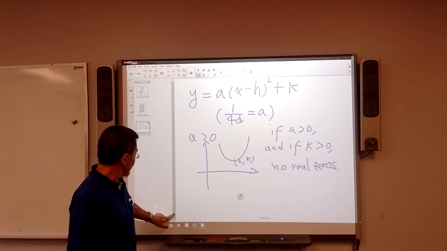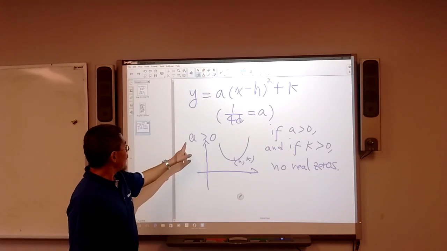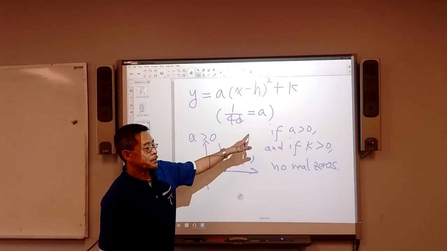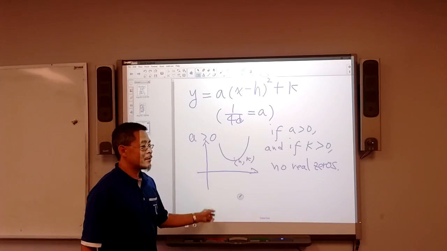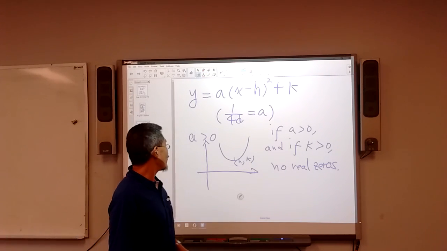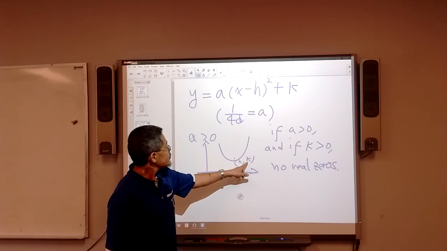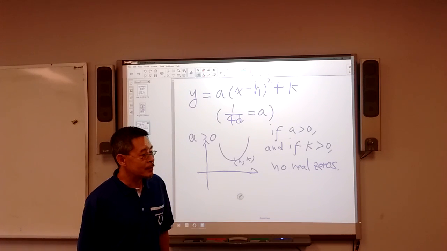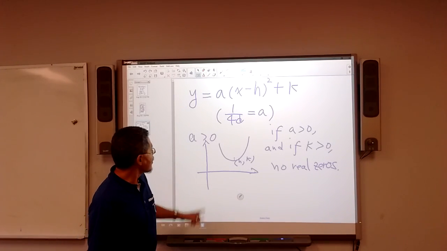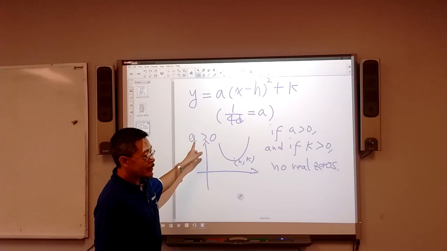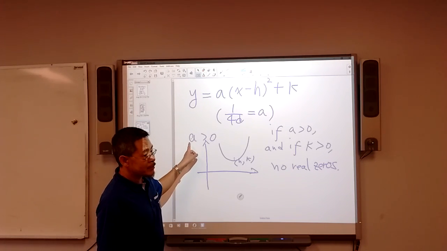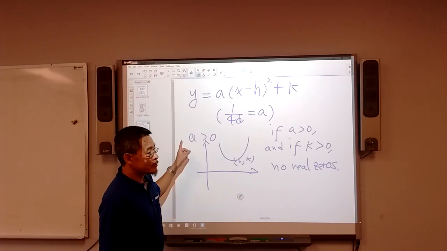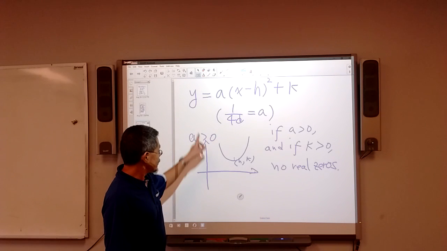I can't remember what a does to it. Well, a depends on negative or positive. If it's positive, it always goes like this. If it's negative, it goes like this. Does it move it up and down? No, a doesn't. k does: k moves it up and down, and h moves it left and right. Does a determine the slope? It does affect the slope, but that's something we'll find later on in calculus. So if a is positive, it's always like this.